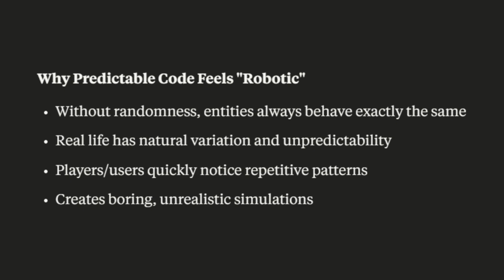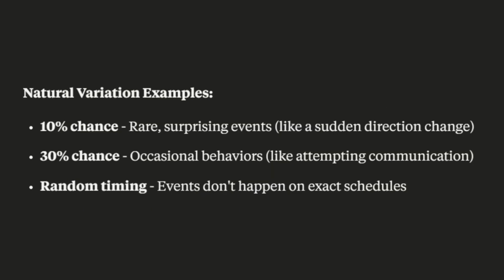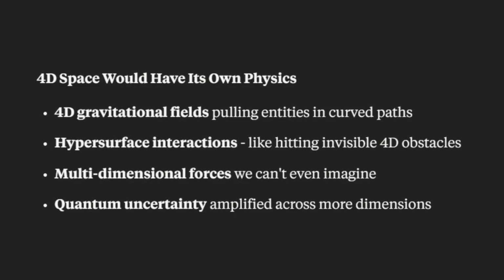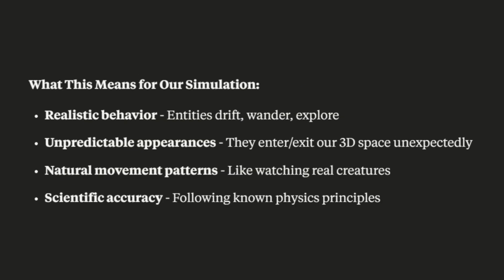We're creating natural, unpredictable variation here. Real 4D entities wouldn't move in perfectly straight lines. They would occasionally change direction due to dimensional forces, quantum fluctuations, or consciousness-driven decisions. Your 10% probability creates realistic behavior where entities usually maintain their current velocity but sometimes spontaneously adjust their movement patterns.